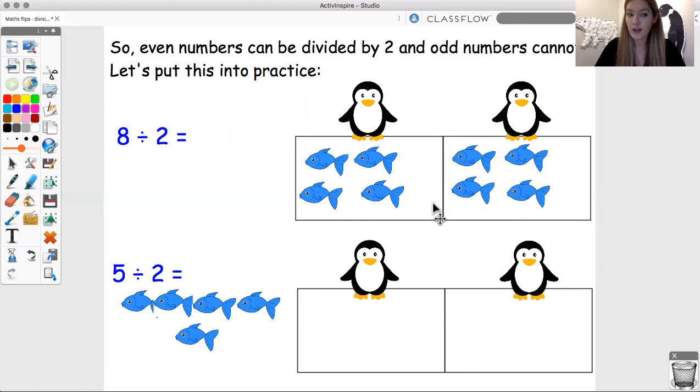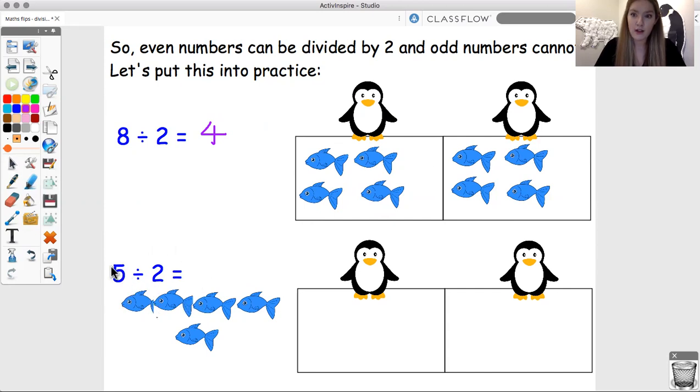It's divisible by 2. We are able to do 8 divided by 2, and that equals 1, 2, 3, 4 in one group, 1, 2, 3, 4 in another group. And that is fair. There are no odd numbers here at all because we've got 4 in each group and that is equal. It is the same. Let's try dividing this odd number.